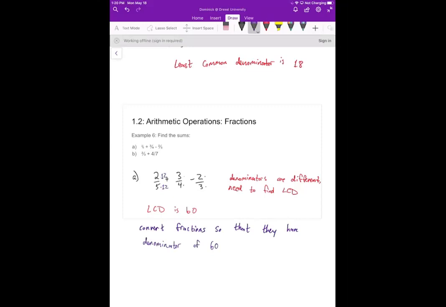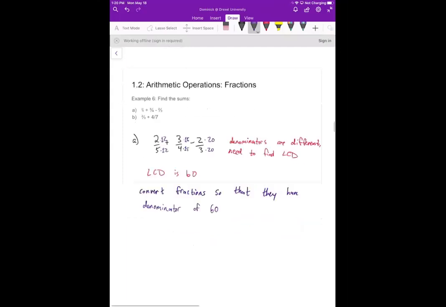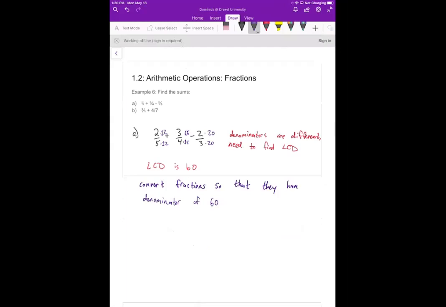To go from 4 to 60, I need to multiply by 15. So I better do that to the top as well. And to go from 3 to 60, I need to multiply by 20. So top and bottom there as well. Right? So if I do that, I'm going to bring that down here now. I'm going to get 24 over 60 plus 45 over 60, and then minus 40 over 60.